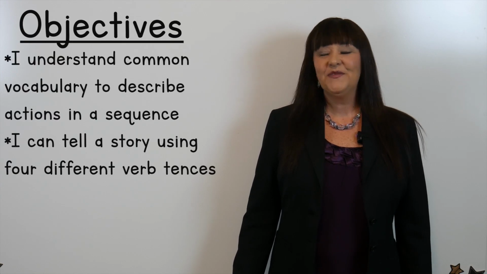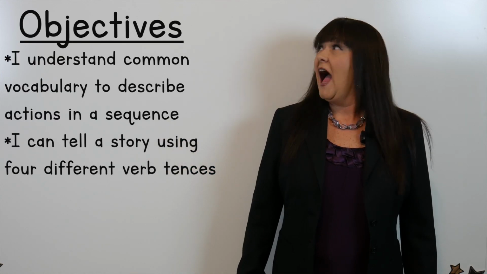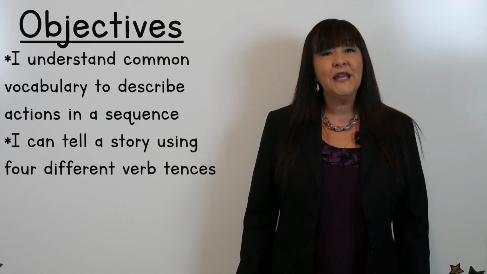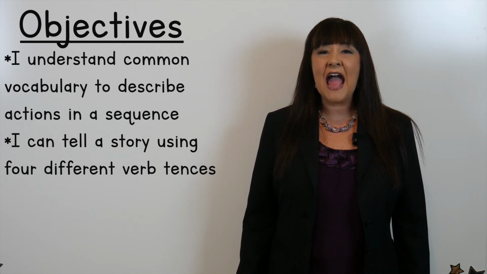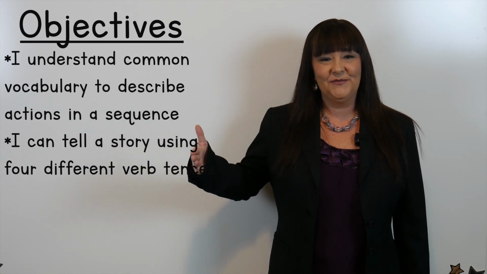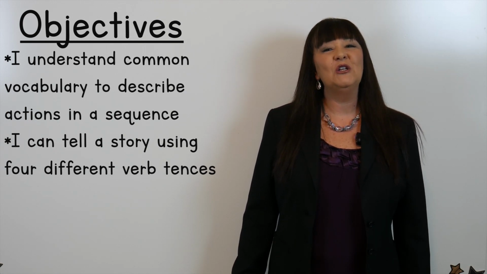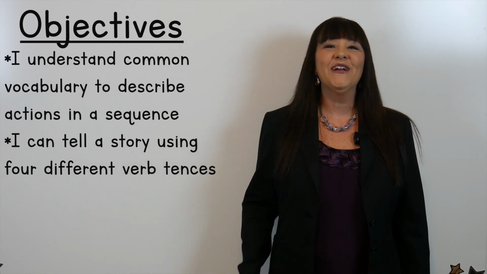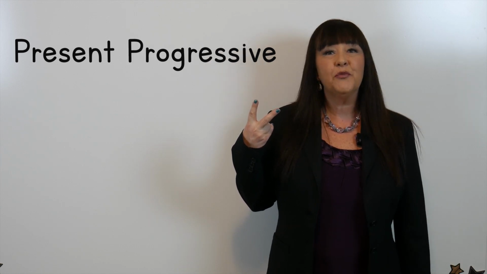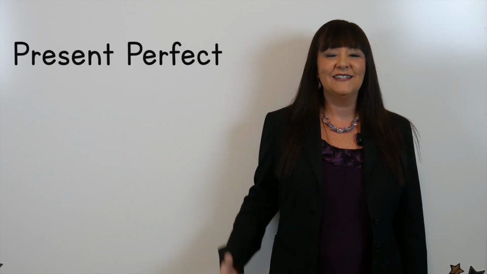Let's go ahead and look at today's objectives. Today's objectives say, I understand common vocabulary to describe actions in a sequence. The second objective says, I can tell a story using 4 different verb tenses. Those verb tenses we're going to do today are the simple present, present continuous or present progressive, simple past, and present perfect.